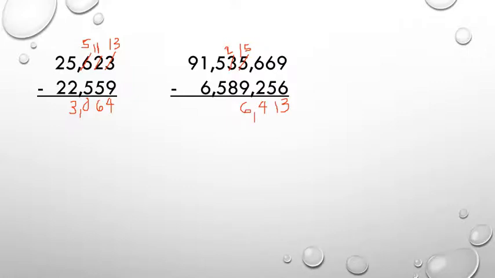2 minus 9 is impossible, so you add 10 here. This will become 4. 12 minus 8 is 4. Once again, 4 minus 5 is impossible, so we put here 1. We see this one comes in. So 14 minus 5 is 9.